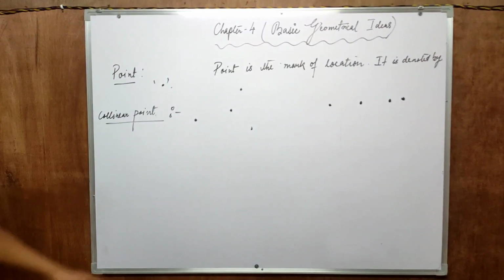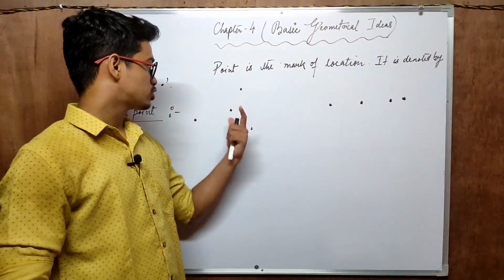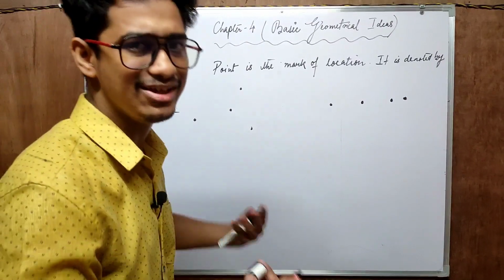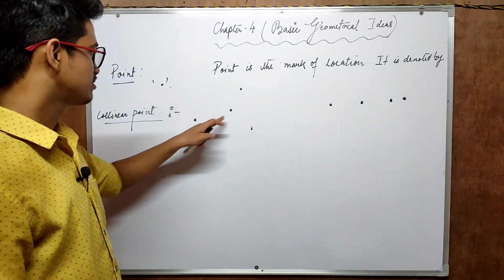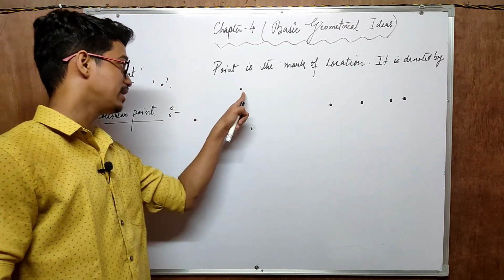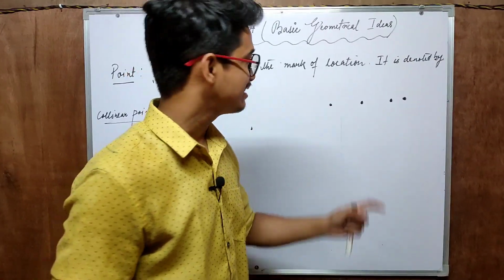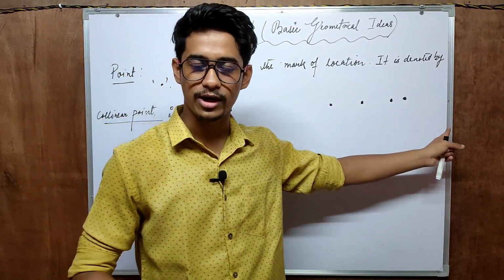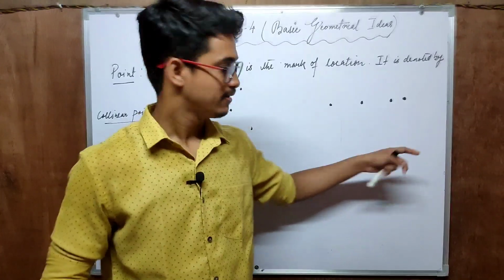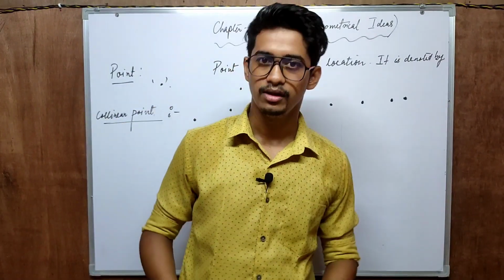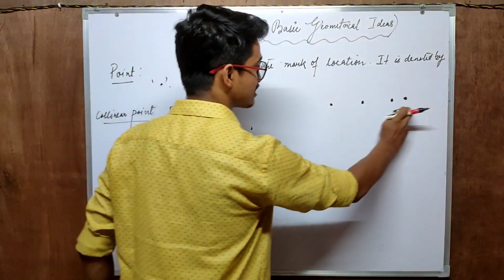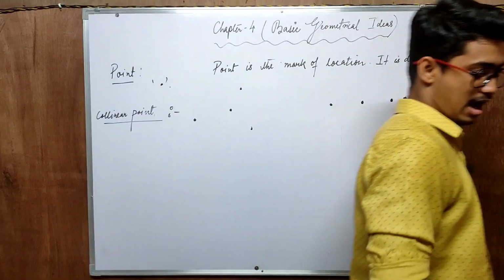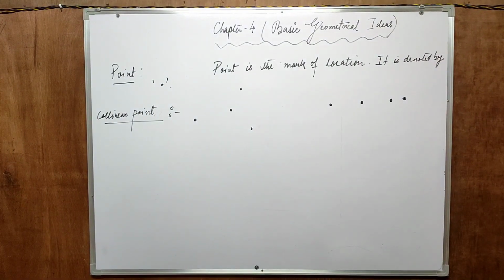What is the difference? The first example is actually talking about random points which could be situated anywhere. Let's say first, second, third, fourth, or I can start from here also, right? But in this example, these points are aligned. First, second, third, fourth, right? So this type of points are called collinear points.